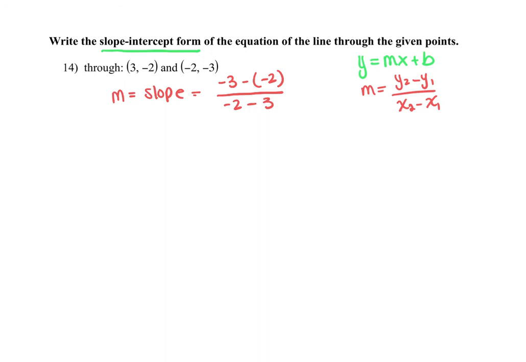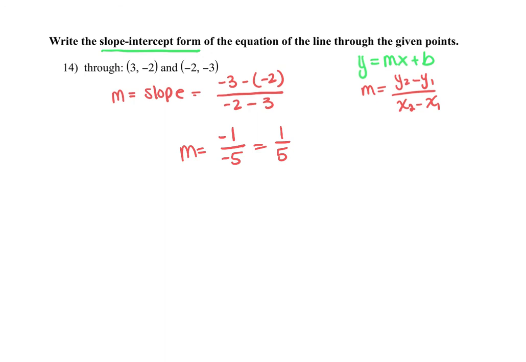-3 minus -2 is -1. -2 minus 3 is -5. Negative over negative is a positive. So positive 1/5 is my slope. Positive 1/5 is my slope.